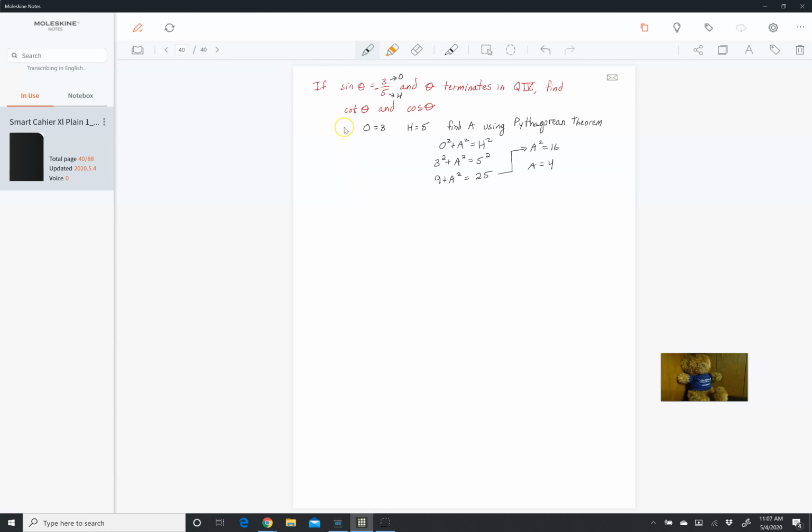Now we want to know the cotangent of theta. So cotangent is adjacent over opposite. These are things that you should know. You should memorize. These are definitions. There's no way around it. You have to memorize.